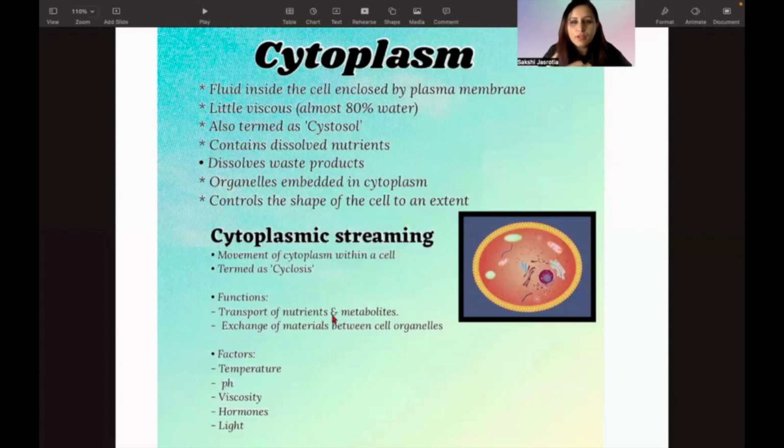अगर एक जगह से दूसरी जगह कुछ material जाना है तो वो कैसे जाएगा? It is due to the presence of cytoplasmic streaming. Now the factors on which this streaming, this flow depends are the temperature, pH, viscosity, hormones, and light. Under these various external conditions, the cytoplasmic streaming gets affected. तेज हो रहा है, कम हो रहा है, टेम्परेचर ज्यादा है, उसका इफेक्ट है. pH जिसमें सेल पड़ा है, उसका इफेक्ट आ जाता है. हॉर्मोन्स जो रिलीज हो रहे हैं, and also the light as well.